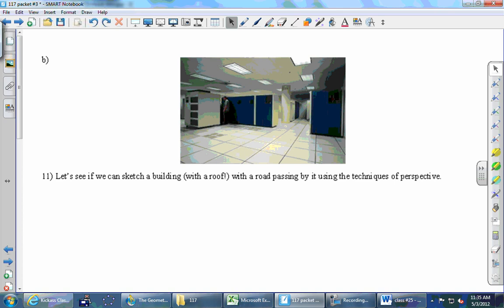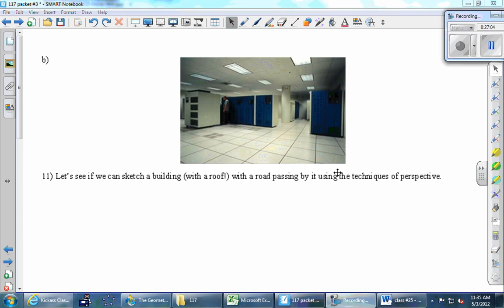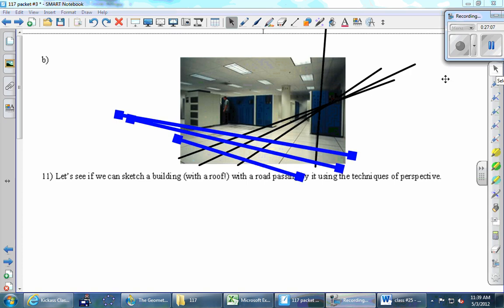Okay, can you guys do the same kind of thing on part B? So you're going to draw all kinds of parallel things. There's some in the floor. There's others in the ceiling. Draw as many as you can and see how many vanishing points show up. How many vanishing points did we find?